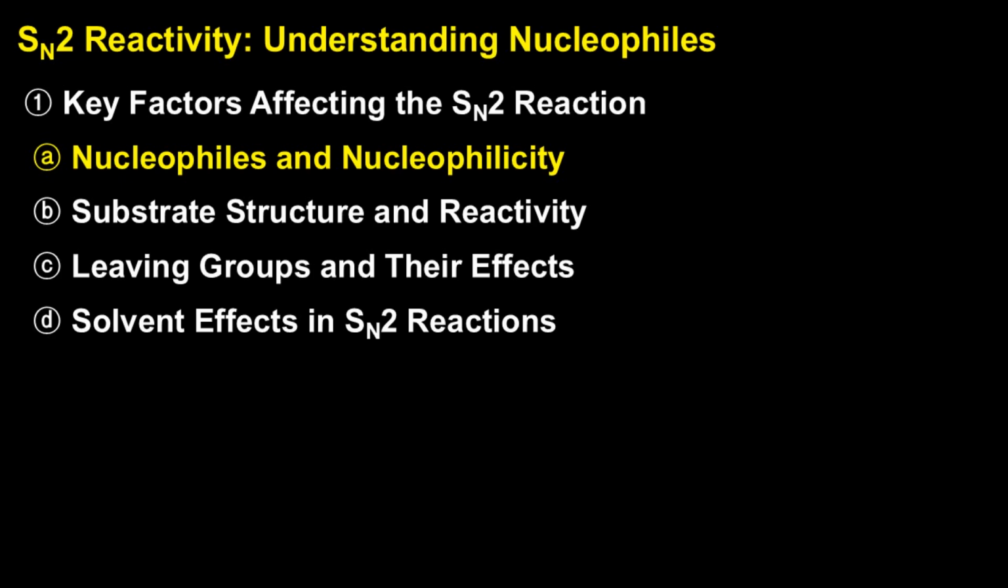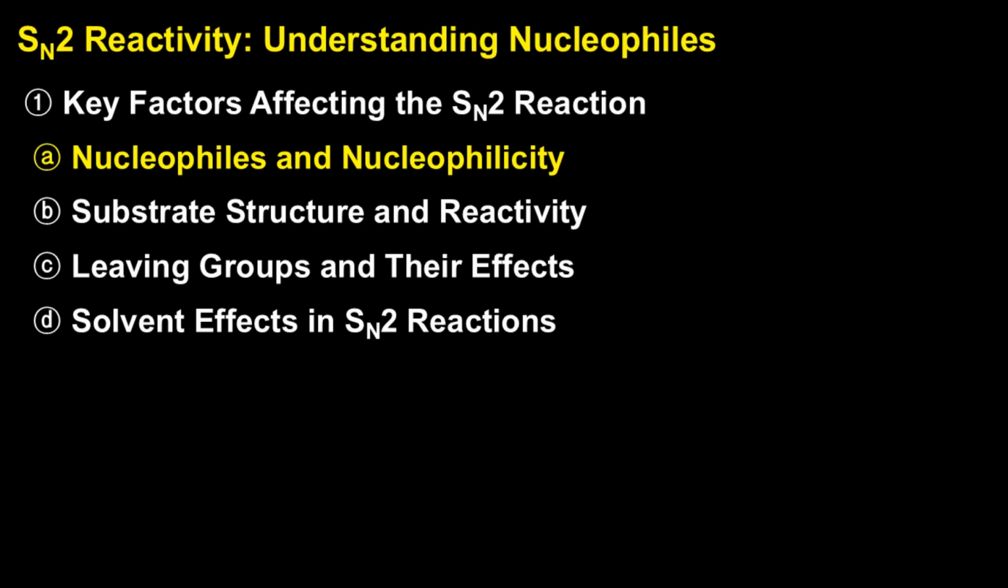In SN2 reactions, there are four major factors that affect how smoothly things go. First, the nucleophile. It's the one that starts the attack. Second, the substrate. Its structure controls how easy it is to reach the carbon. Third, the leaving group. If it leaves easily, the reaction goes faster. And fourth, the solvent. It can help, or it can get in the way.